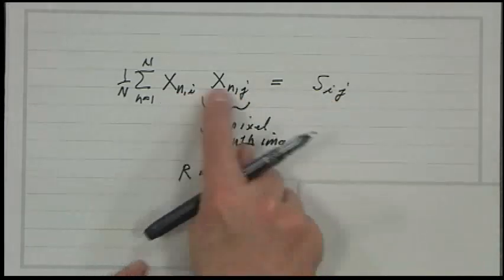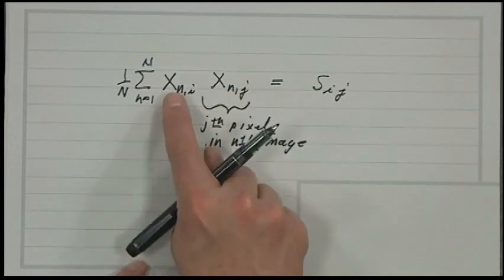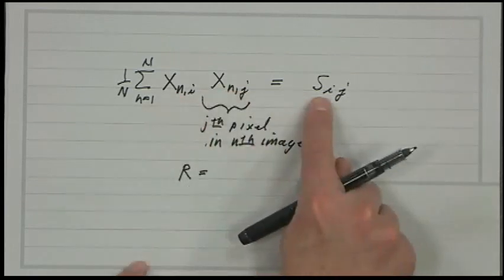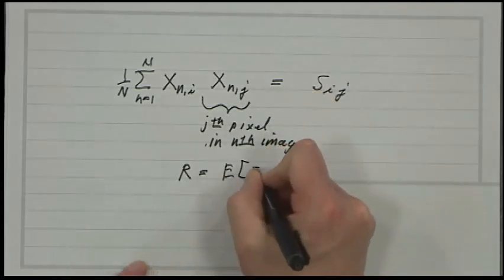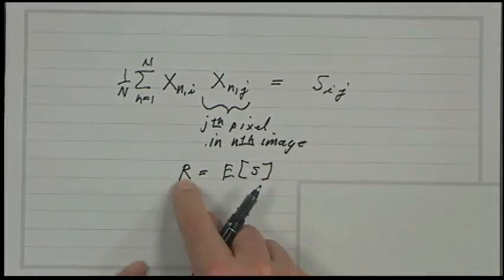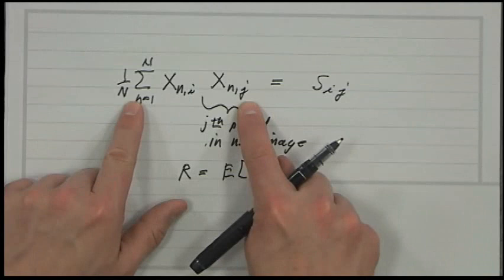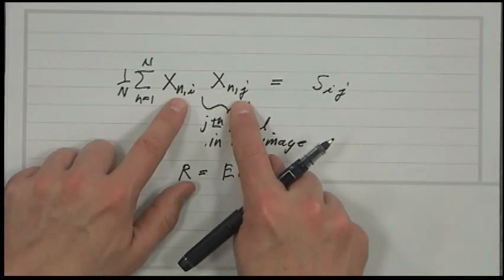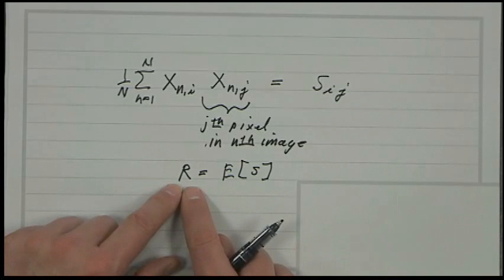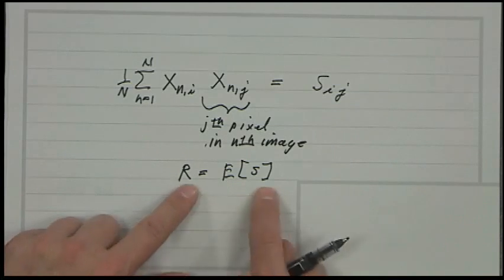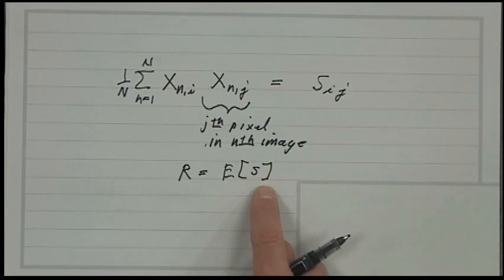Because the x's are random variables. If the image were a random process, these would be random variables, and then this would be a random variable because it's a function of random variables. And in that case, the expected value of S is equal to R. That's true by the law of large numbers. Assuming that the images are independent, I compute n versions of the same random variable, I average them. By the law of large numbers, that average will converge to its mean. And that's exactly the definition of the autocorrelation. Okay, so that's the sample covariance.